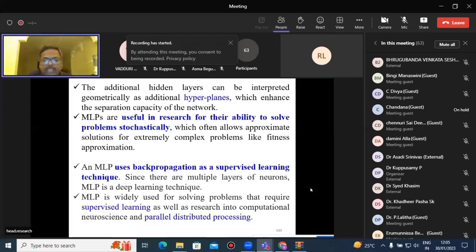MLP uses backpropagation and is a supervised learning technique. Since there are multiple layers of neurons, MLP is a deep learning technique. MLP is widely used for solving problems that require supervised learning, as well as in research into computational neuroscience and parallel distributed processing.